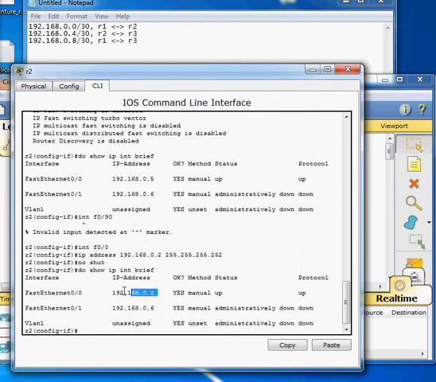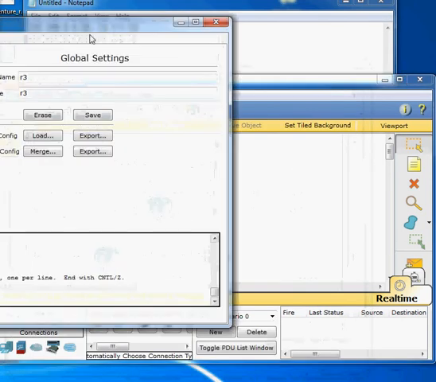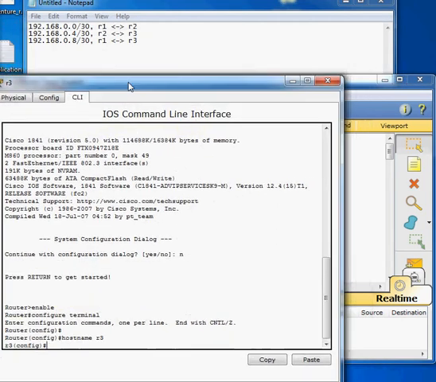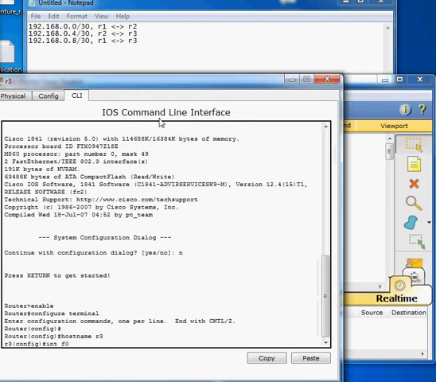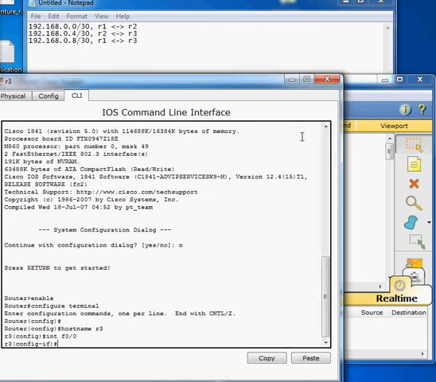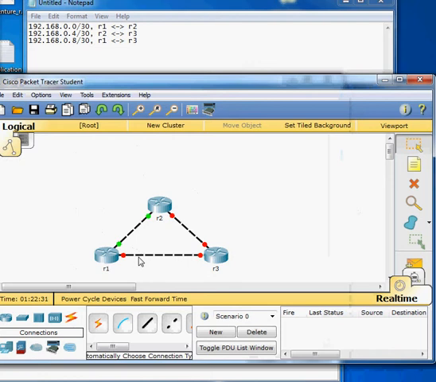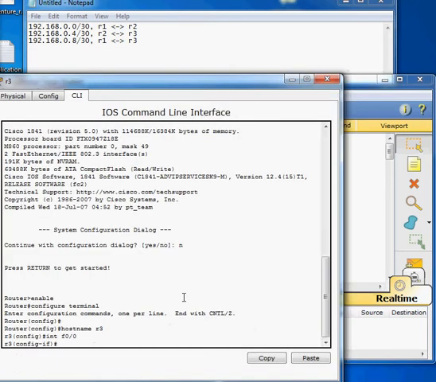So it should be correct now. So this is a connection that goes to R1, and this is a connection that goes to R3. So finally, let me do R3. So F00 should go to router 1. So let me put that in. So router 1 will be IP address 192.168.0.9. 9 goes for router 1, and 10 is for router 3.